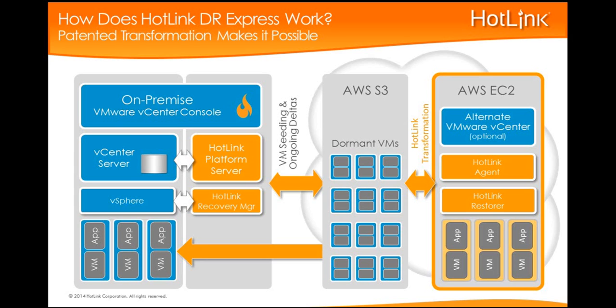Once you do that, it sits dormant within that S3 bucket, waiting for you to either test it or recover in a disaster case. Recovering or testing basically means we're going through the HotLink transformation in order to create those virtual machines in Amazon EC2. To do that, as you can see, we're using a HotLink agent and a HotLink restorer that does the transformation of those virtual machines into running instances in Amazon.